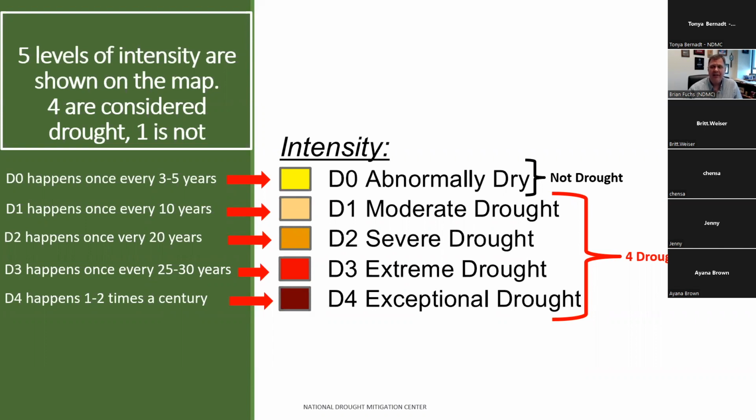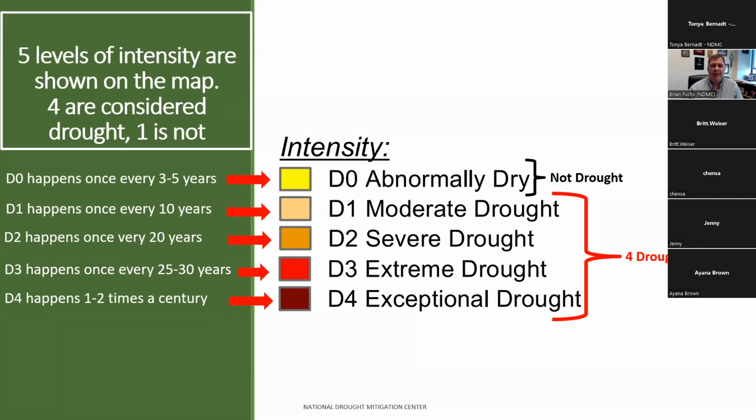And then to the left, you can see that these were based off of different statistical categories. So D0 will happen about once every 3 to 5 years. D1 will happen in a region about once every 10 years, D2 about once every 20, D3 about once every 20 to 25 to 30 years, and D4 is quite rare. It should only be happening 1 to 2 times a century. Now, there are areas that, if you are looking at localized drought and maybe just over the last couple of years, you've had D3 or D4 in an area for a long period of time.